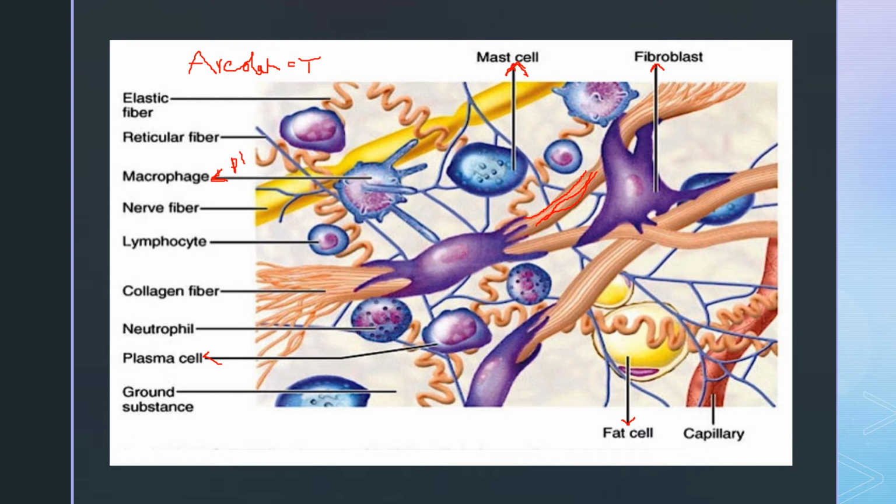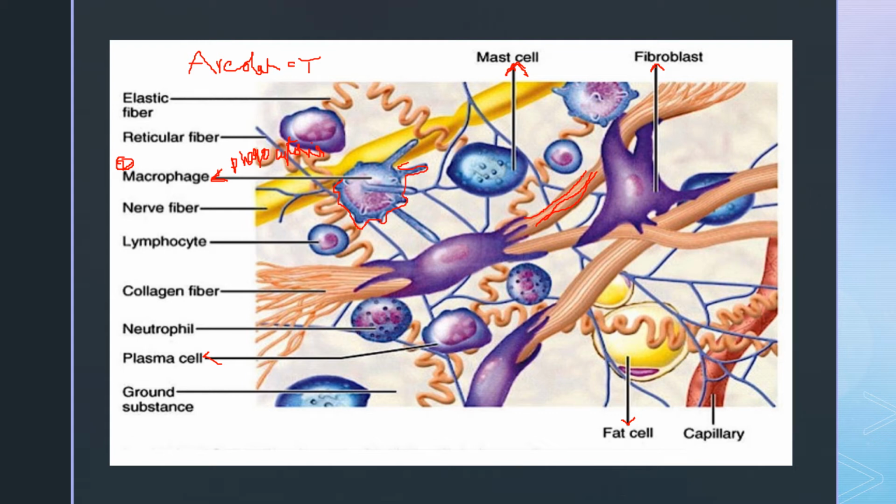And the next type of defense cell in the areolar connective tissue is the macrophage, which initiates the process of phagocytosis, cell eating. If any foreign bacteria or any other foreign particle enters the body, it is degraded or killed by this macrophage. We can see two types of macrophages in the areolar connective tissue. That may be the tissue fixed or freely wandering. The tissue fixed macrophages are called histiocytes, which give defense to the body.